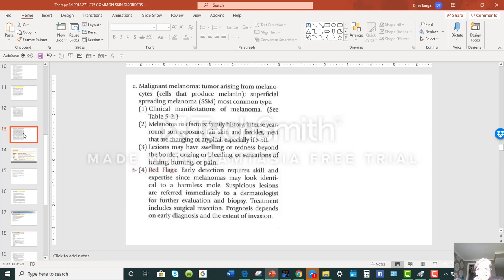Lesions may have swelling or redness beyond the border, oozing or bleeding, or sensations of itching, burning, or pain. Red flags. Early detection requires skill and expertise. Since melanomas may look identical to a harmless mole, suspicious lesions are referred immediately to the dermatologist for further evaluation and biopsy. Treatment includes surgical resection.